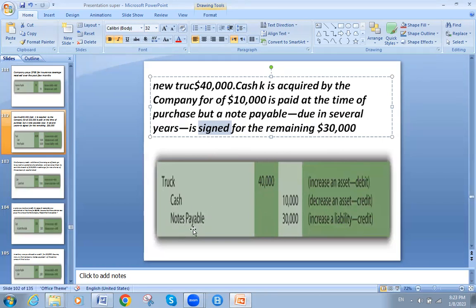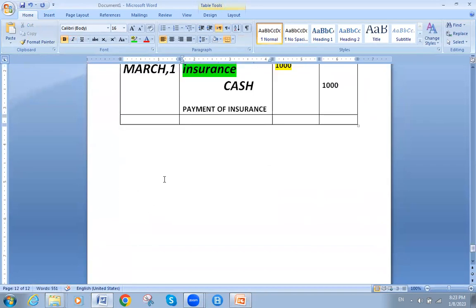And the notes payable here is 30,000. The notes payable is 30,000 because it's also an increase in the liabilities. Liabilities means our obligations, an increase in what we have to pay. That will go into the credit part. That's it. So I will make one transaction like this exactly, and you guys will do it on your own. The next one. Here we go.